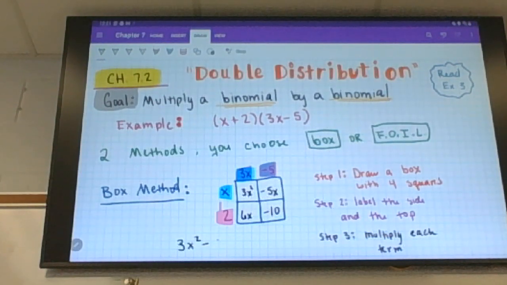I'm going to write it in order. 3x squared minus 5x plus, not 16, 6x minus 10. That's good, right? Do you like the window, the box method? Just next time, get in there.